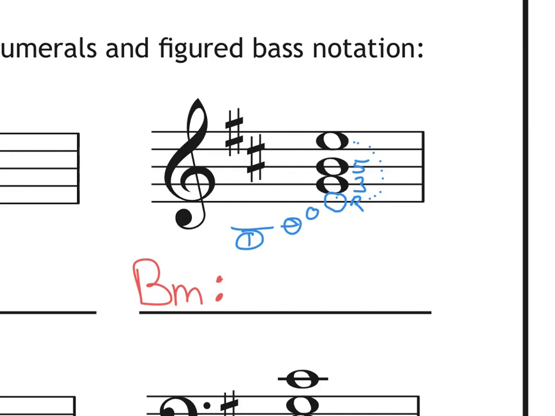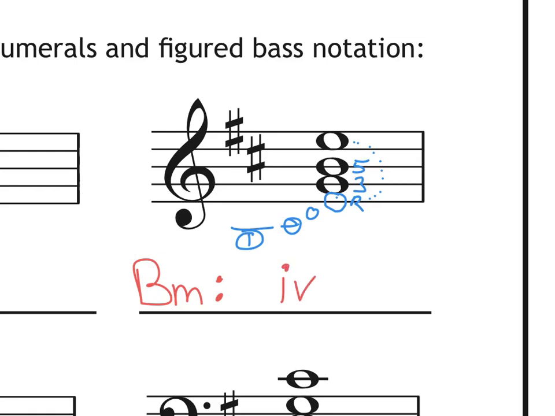Now be careful here, because usually you think of 1, 4, and 5 chords being major. But we are in a minor key signature. In minor key signatures, the 4 chord is in fact minor. So we do a lowercase 4.